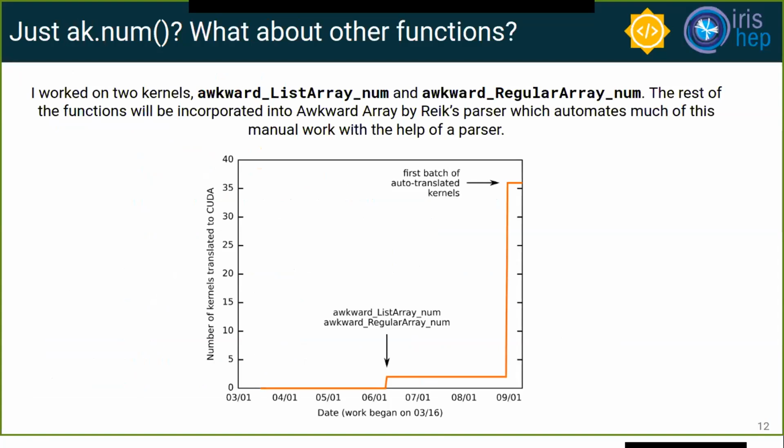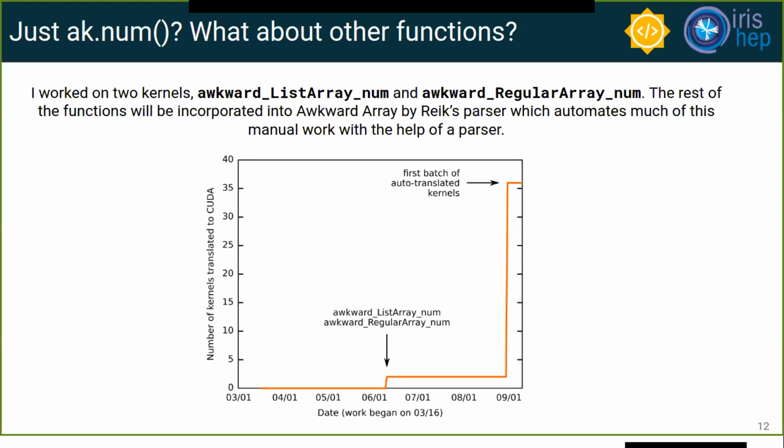So you might be wondering, okay, you just showed me one function, awk.num. What about the other functions? So yeah, I did work on just 2 kernels, awkward list array num and awkward regular array num. And I created the entire infrastructure, which actually does these 2 operations and supports all the 100+ kernels in the future. So we made sure that if these 2 kernels work for all cases, which it does right now, then Reik's parser produces all the rest of the arrays in bulk, and that would really just be plug and play.